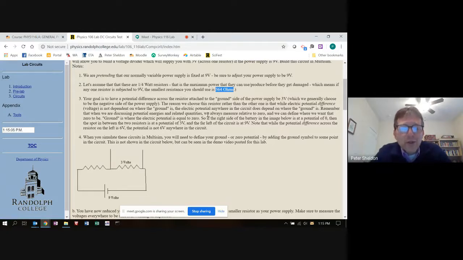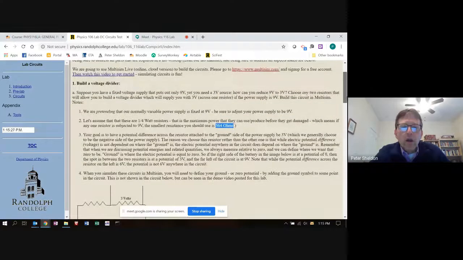Now, this is a virtual lab, so it doesn't actually matter if you use 2 ohms and 1 ohm, or, what's 2 times 364? 728 and 364. It doesn't matter what you use. But we're pretending it's quarter watts. So we're saying the smallest resistor can be 364. Okay.